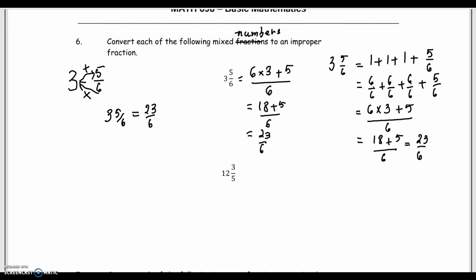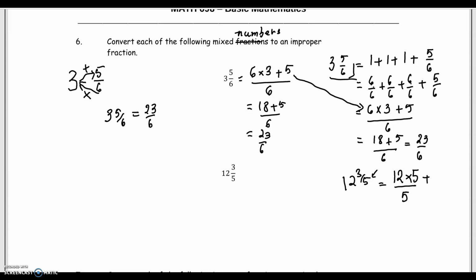So notice that the technique we've used is coming from the actual meaning of a mixed number and how we can count sixths using a mixed number. So let's say we have 12 and 3/5. We have 12 wholes. How many fifths, since the denominator here is a 5? It'll be 12 times 5, which is 60 fifths.